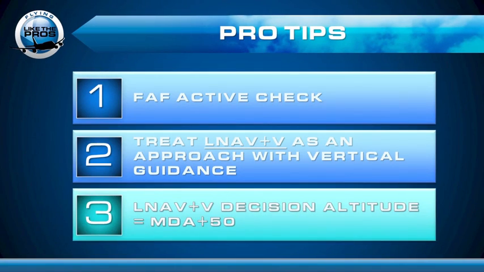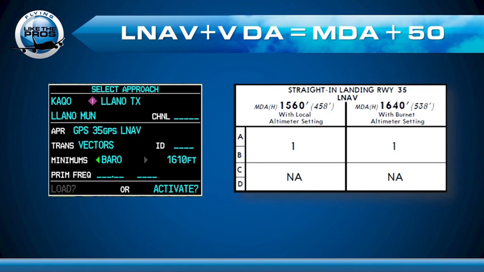Which leads us to pro tip number 3. Create your own LNAV plus V decision altitude by adding 50 feet to the MDA. And this should give you enough room to start your missed approach without dipping below MDA. So you can see here we have a straight-in landing runway 35 LNAV minima, an MDA of 1,560. If we add 50 feet to it, we get a barrel minimum of 1,610.